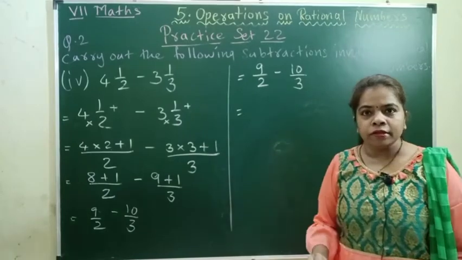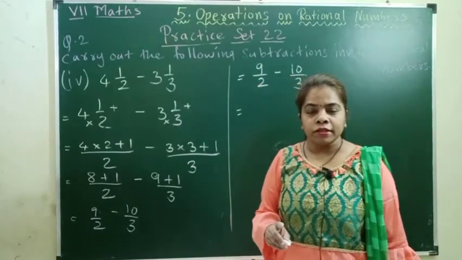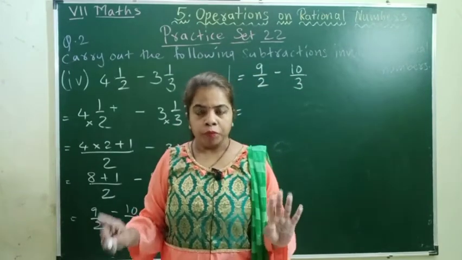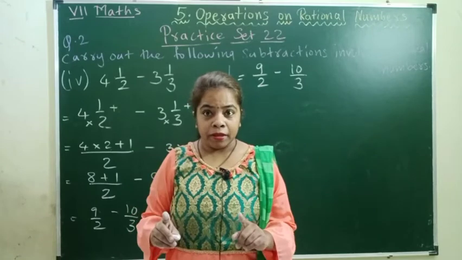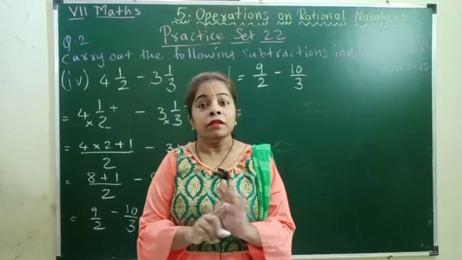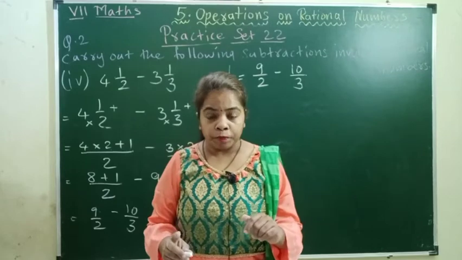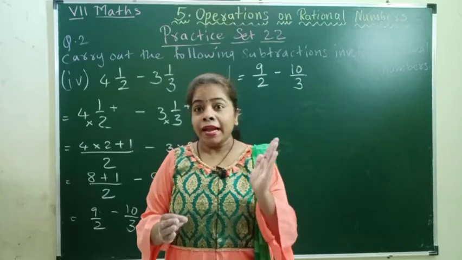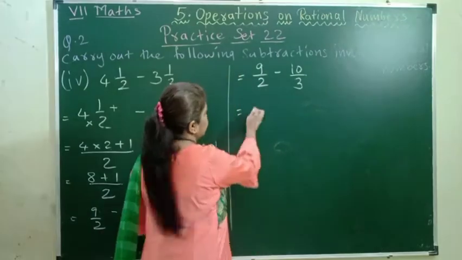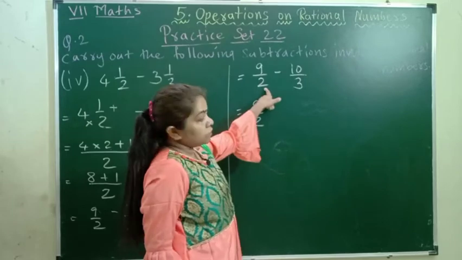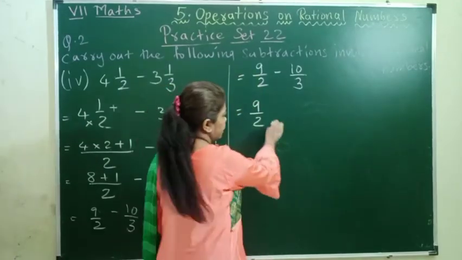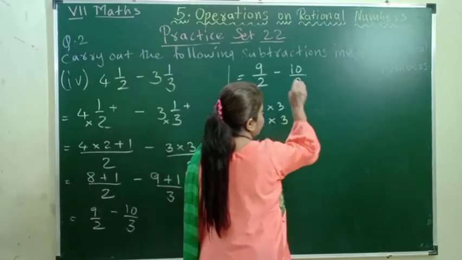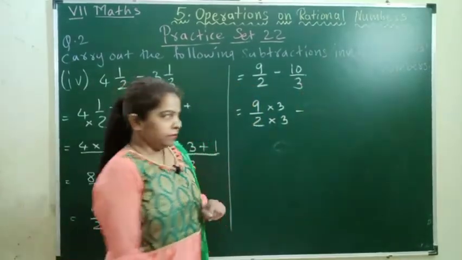See the denominators. Ask yourself these two questions. Are the denominators same? No. Are they coming in common table? No. Both answers are no. Then we are going to cross multiply. We will multiply 2 with 3 and 3 with 2. This 2 I am multiplying with 3, up also into 3, minus 10 upon 3.